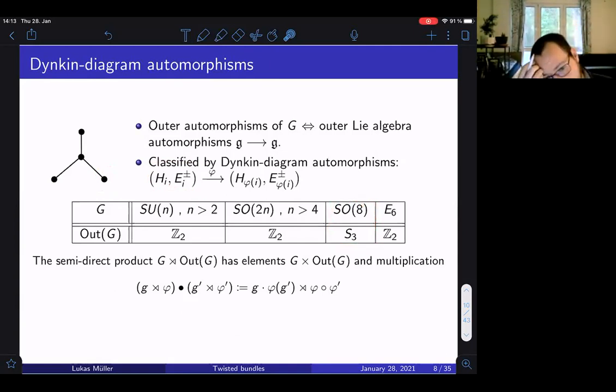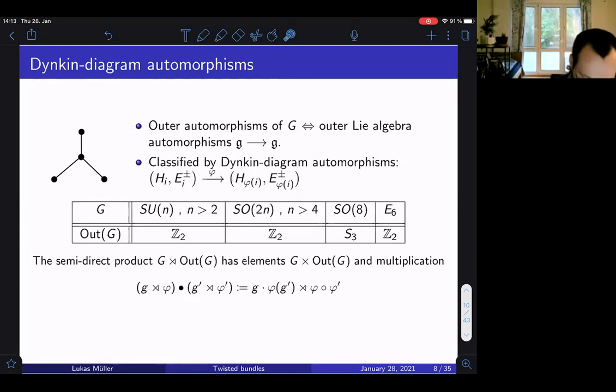And this realization actually has a useful consequence, namely that we can form the semi-direct product. Because in general, the group of outer automorphisms is not a subgroup of all automorphisms, but just a quotient. And this construction gives us a section, so we can actually coherently realize them as outer automorphisms.